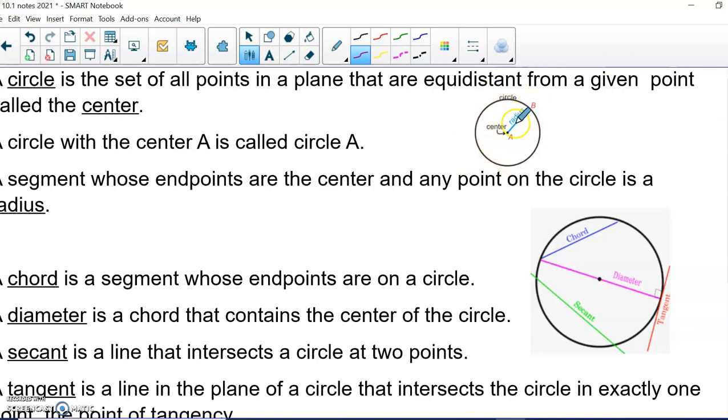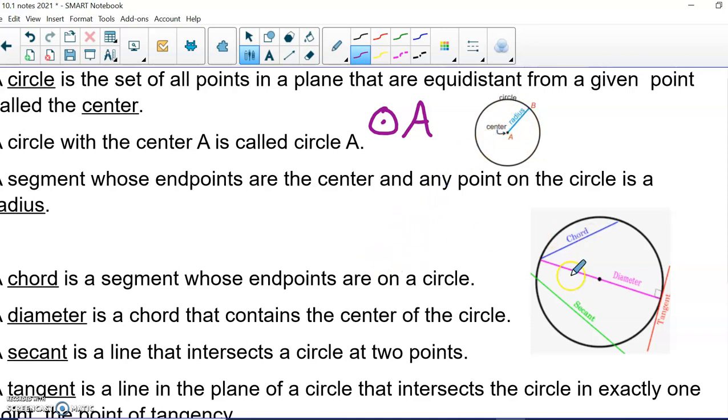The string would be your radius. It's a segment whose endpoints are the center and any point on the circle. And that nail would be the center of your circle. And that's how we name a circle. The symbol in geometry for a circle is a circle with a dot in it, and then you name it by the center of the circle. It's a capital letter because it represents a point. So you would read this as circle A. We know that all the radii would be congruent, and the plural for radius is radii.